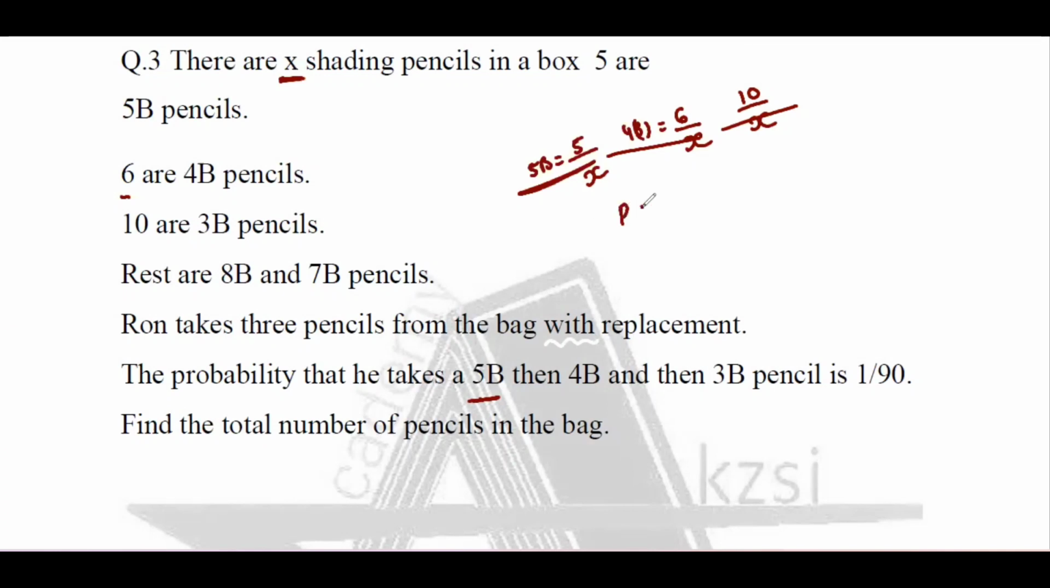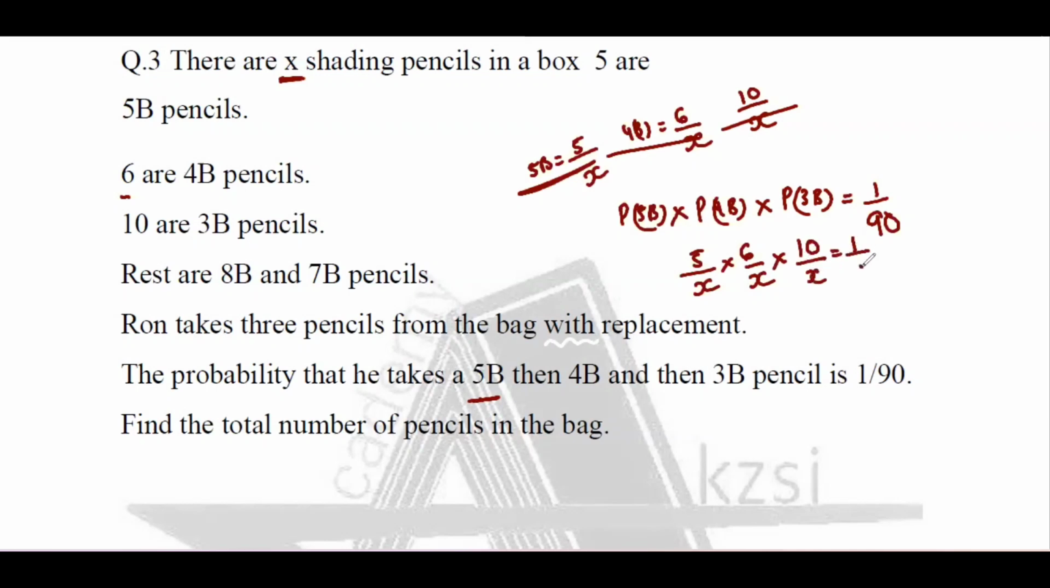So we need to multiply the probability of picking a 5B pencil, the probability of picking a 4B pencil, and the probability of picking a 3B pencil, which equals 1 over 90, as given in the question. Probability of picking a 5B pencil is 5 over X, a 4B pencil is 6 over X, a 3B pencil is 10 over X, and this equals 1 over 90.